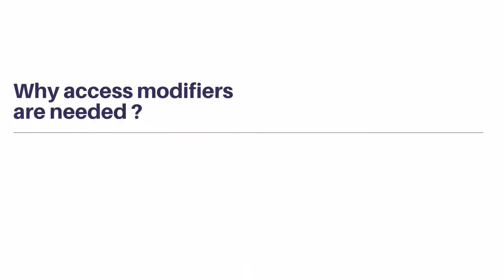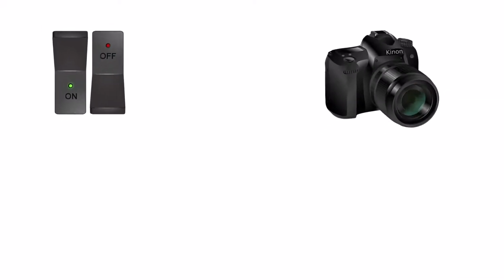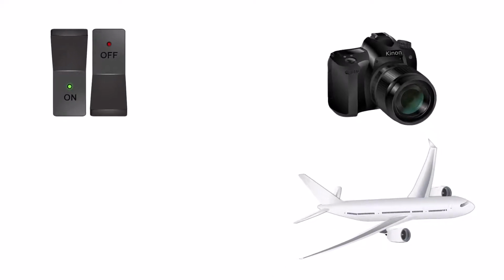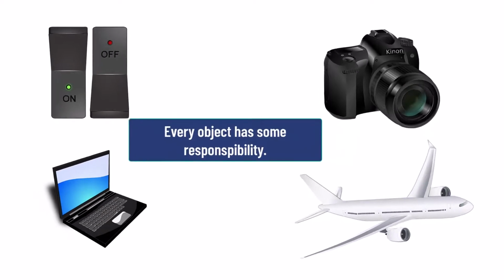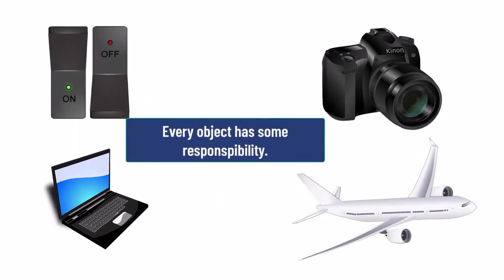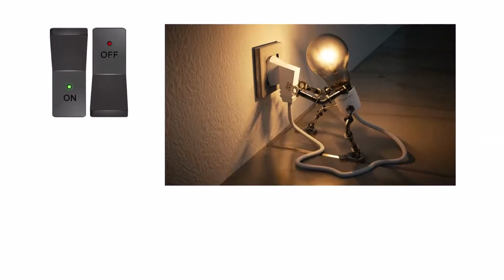So let's begin our discussion with why access modifiers are required. In the real world, there are many objects. For example, an electric switch is an object, a camera is an object, an airplane is an object, and also a laptop is an object. Every object has its own usage in the real world. For example, the purpose of an electric switch is to allow or disallow electric current to pass.